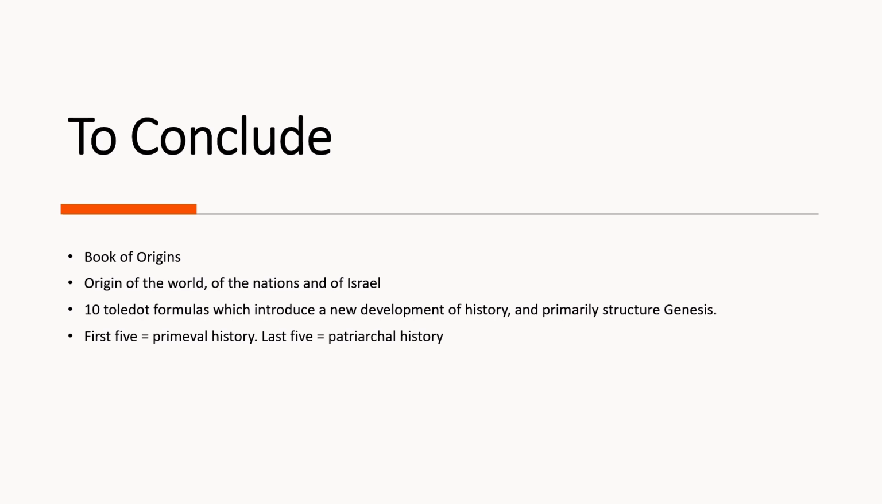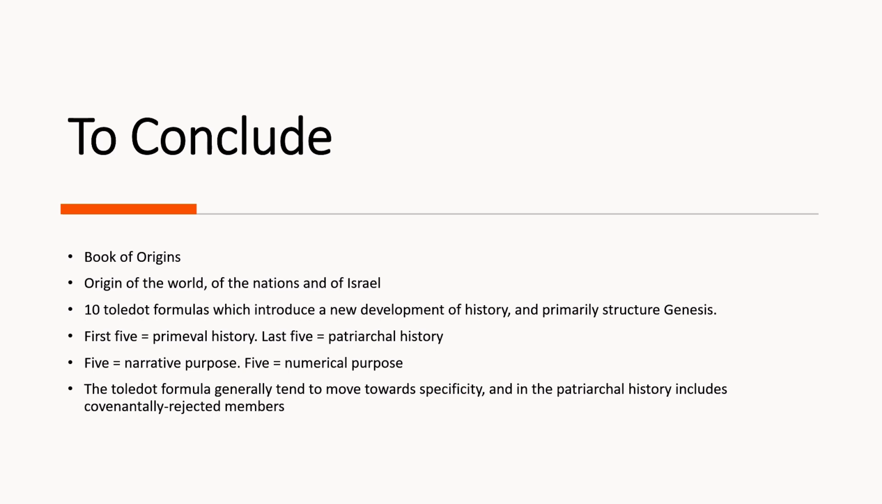5 of the toledot formula have a narrative purpose, and the other 5 have a numerical purpose. And the toledot formula generally tend to move towards specificity, and in the patriarchal history it includes covenantally rejected members. An alternative structure is to have these 5 major headings along with a prologue.